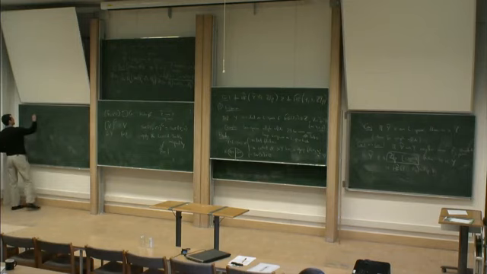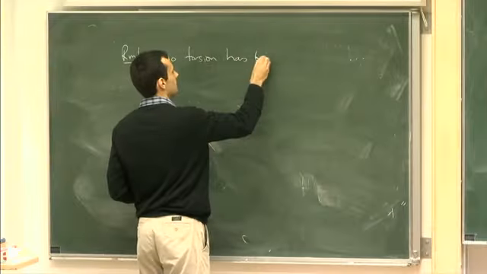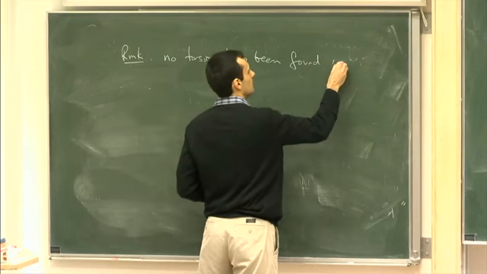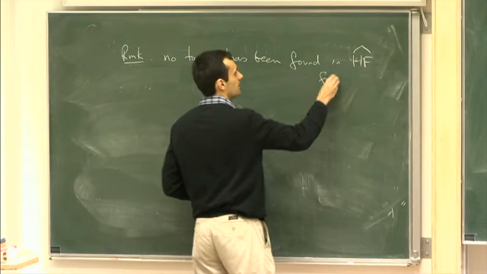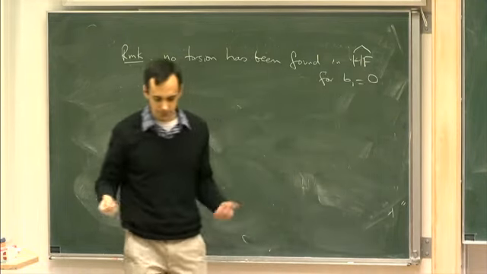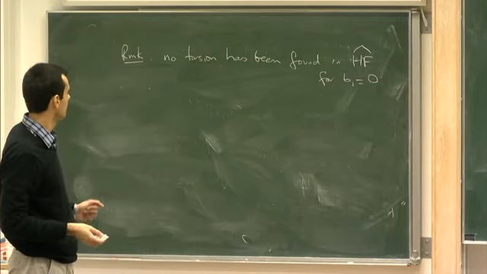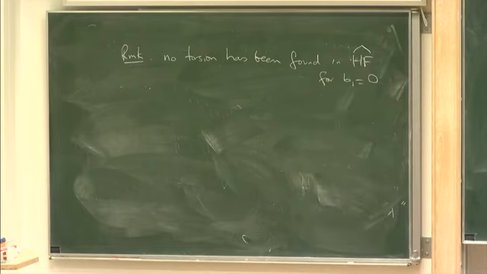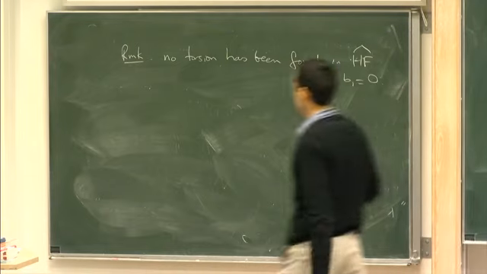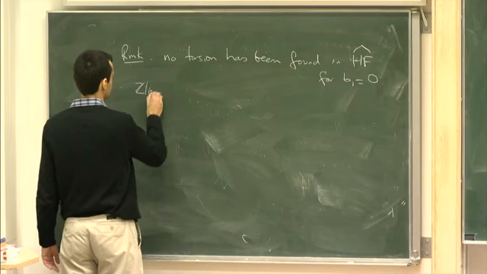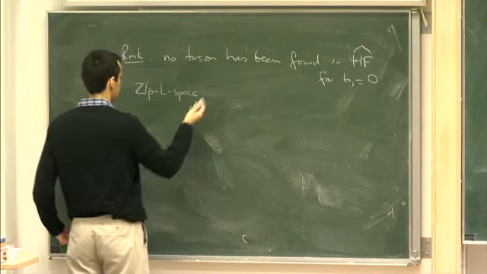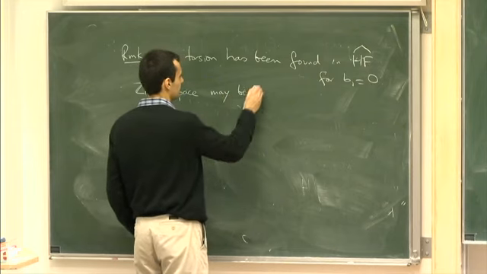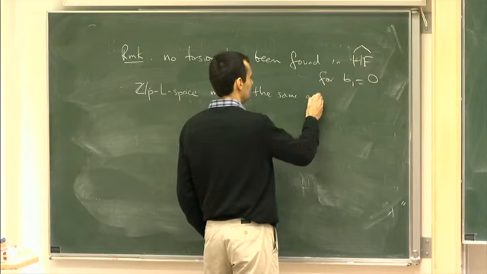So, remark: no torsion has been found in HF hat for b1 equals 0. People have computed HF hat for various classes of rational homology spheres, and nobody can find any torsion yet. I mean, there might still be some, but Z mod p L spaces may be the same as L spaces. In principle, a Z mod p L space is weaker than an L space. But I don't know.